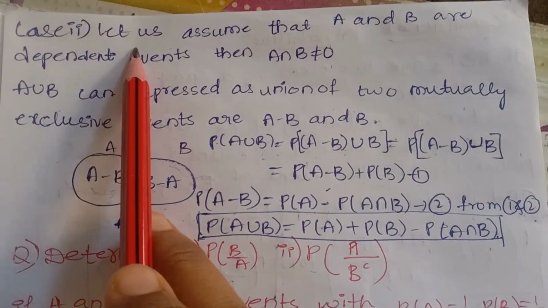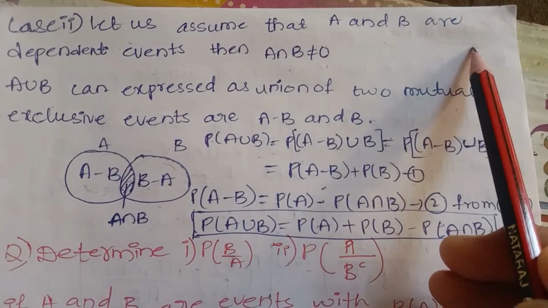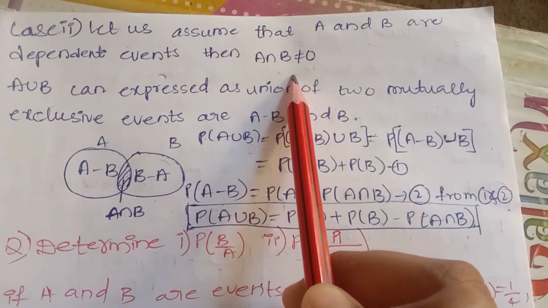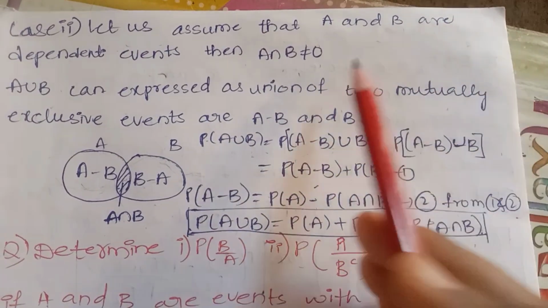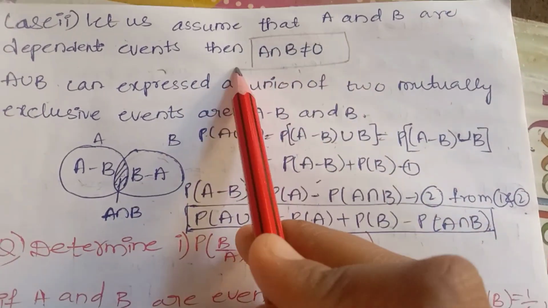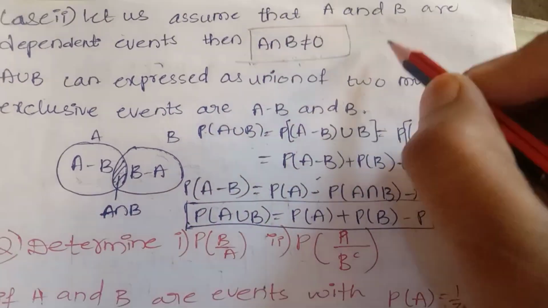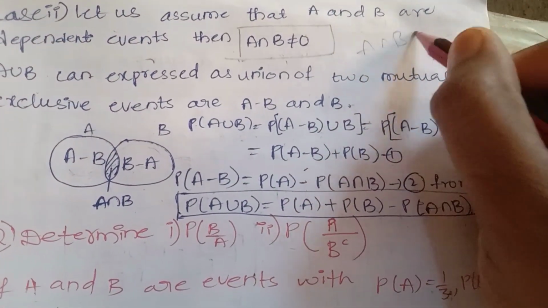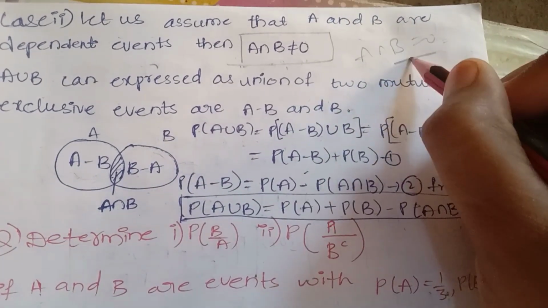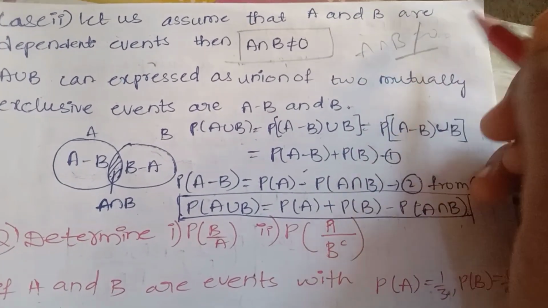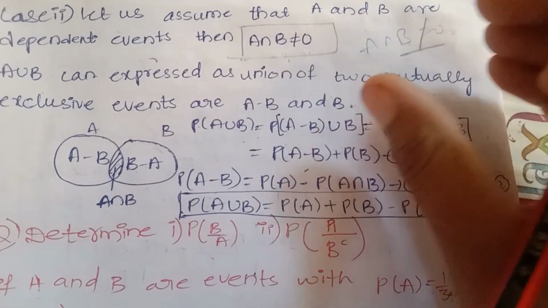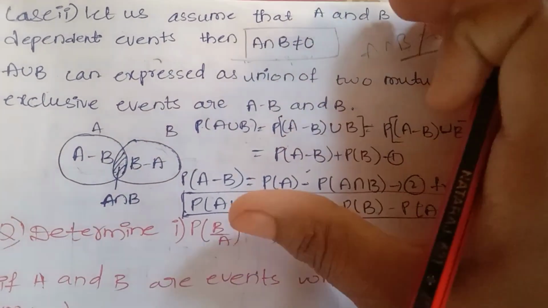For case 2, let us assume that A and B are dependent events. In the first case, the intersection is equal to 0. For the second case, the intersection is not equal to 0. This is the difference between the first case and the second case. We take A intersection B equals 0 for one, and A intersection B not equal to 0 for the other. So by using these two equal and not equal cases, we will prove the addition theorem.